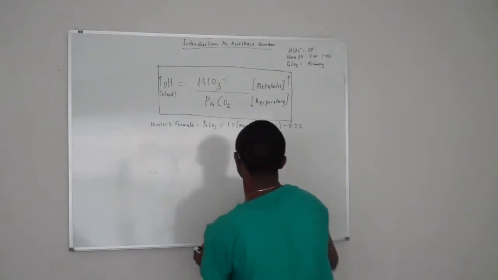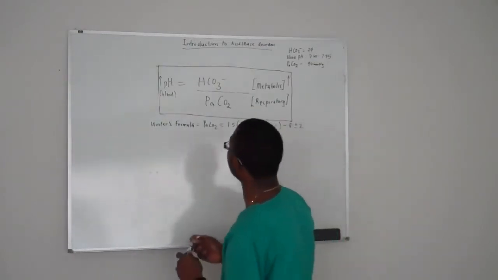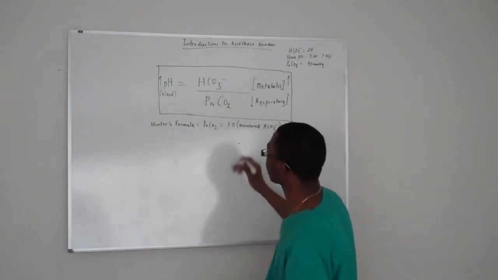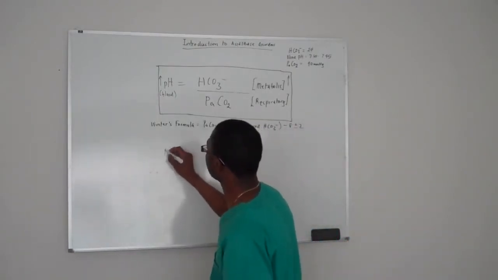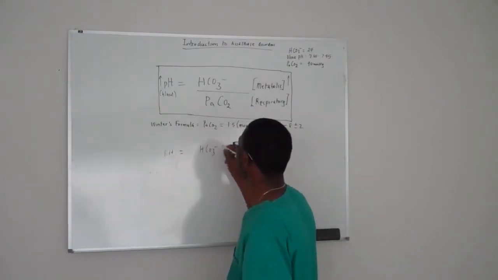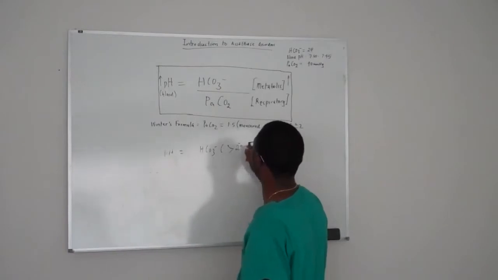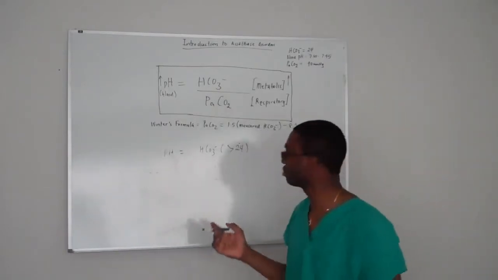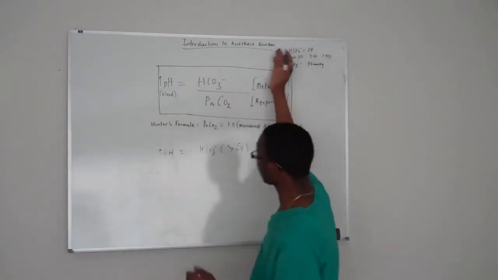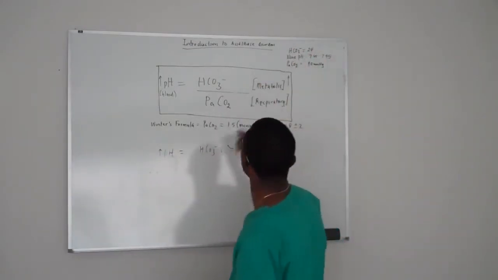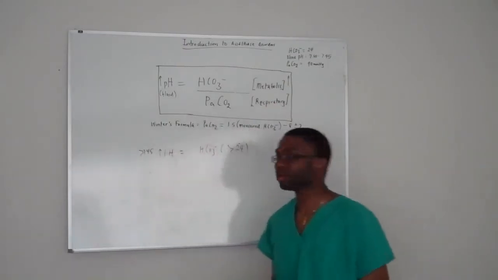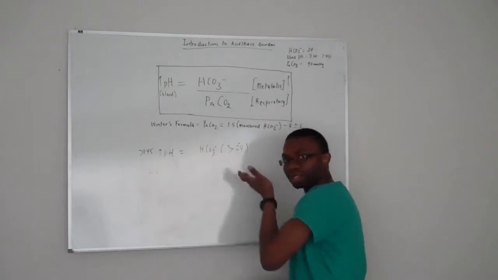Let me erase this. Alright, so let's pick bicarb, just for an illustration. If your bicarb goes up, let's say bicarb is greater than 24, let's call it 27 or 28, automatically you know your pH will go up. We said your regular pH is around 7.45, so it's probably going to be greater than 7.45. Now, this is happening metabolically.